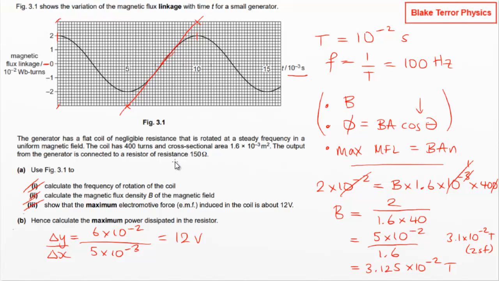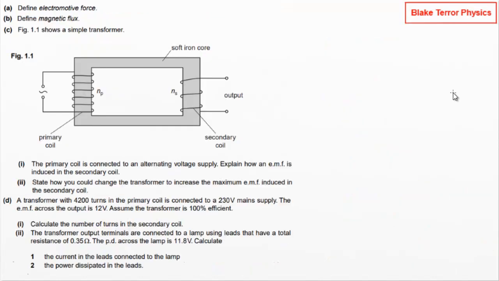Hence calculate the maximum power dissipated in the resistor. So P max is going to be equal to V squared over R. So 144 over 150. That is 72 over 75. So add a third of 72 on to give 96 over 100. So that is 0.96 watts. Is that the whole question? It is indeed. So that's the first question down.